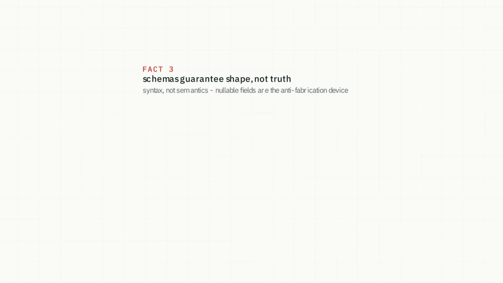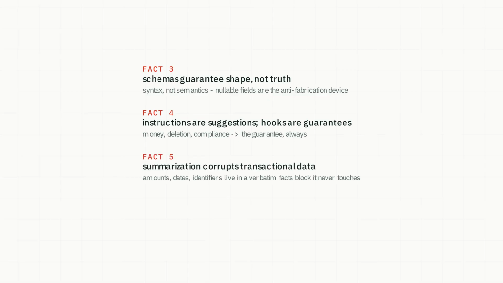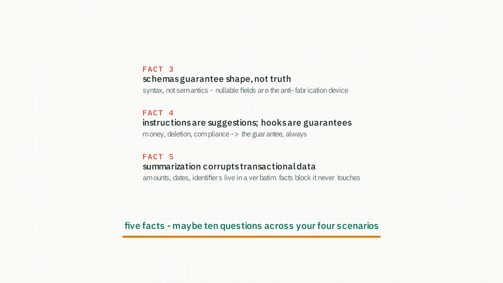Fact 4, prompt instructions are suggestions with a failure rate. Hooks and code-level gates are guarantees, and anything involving money, deletion, or compliance gets the guarantee. In fact 5, progressive summarization corrupts transactional data, amounts, dates, identifiers, so specifics live in a verbatim facts block that summarization never touches. 5 facts, maybe 10 questions across your 4 scenarios, cheapest points you'll ever collect.